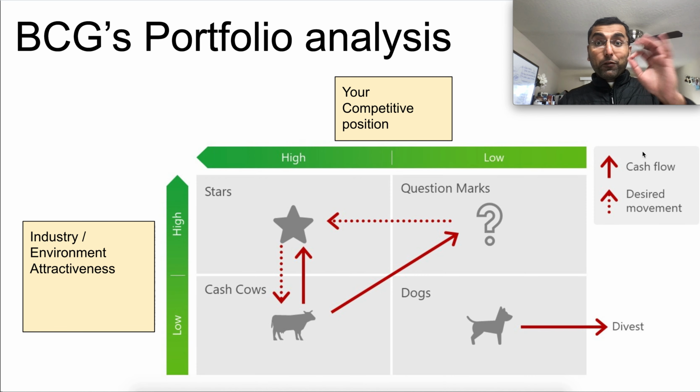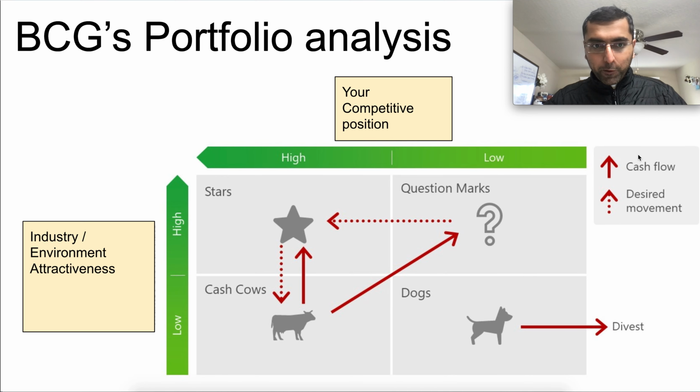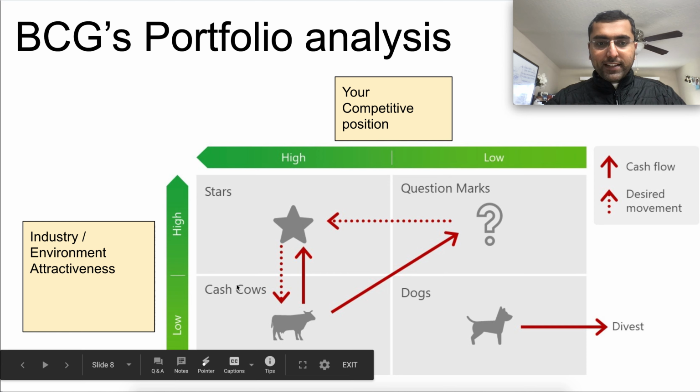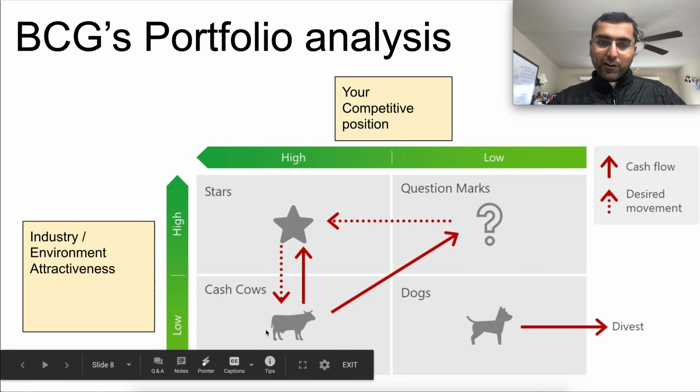And then they came up with portfolio analysis, Boston Consulting Group. Look at this one. This is the most important slide in this entire video. So let's say there are four types of projects in any company. A project is either a cash cow project, a star project, a question mark project, or a dog project.